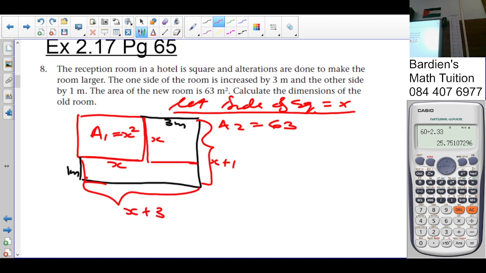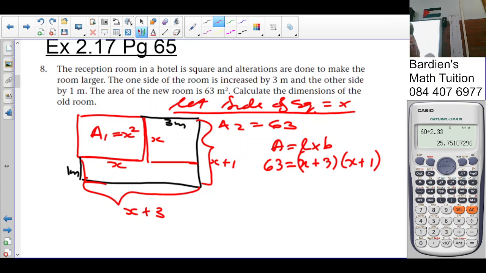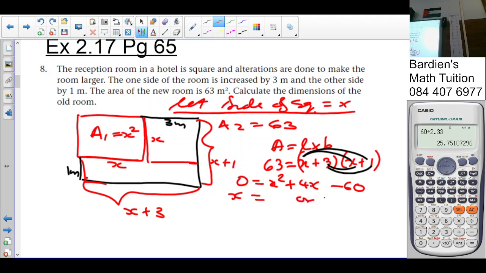How do you calculate the area of a rectangle? Area is equal to length times breadth. So what's the area of the second piece? 63 is equal to the length, x plus 3, times the breadth, x plus 1. Again, a matter of a quadratic equation. So 0 is equal to x squared plus x plus 3x, which is 4x, plus 3 times 1 is 3, minus 63 is negative 60. And from here it is a quadratic equation.